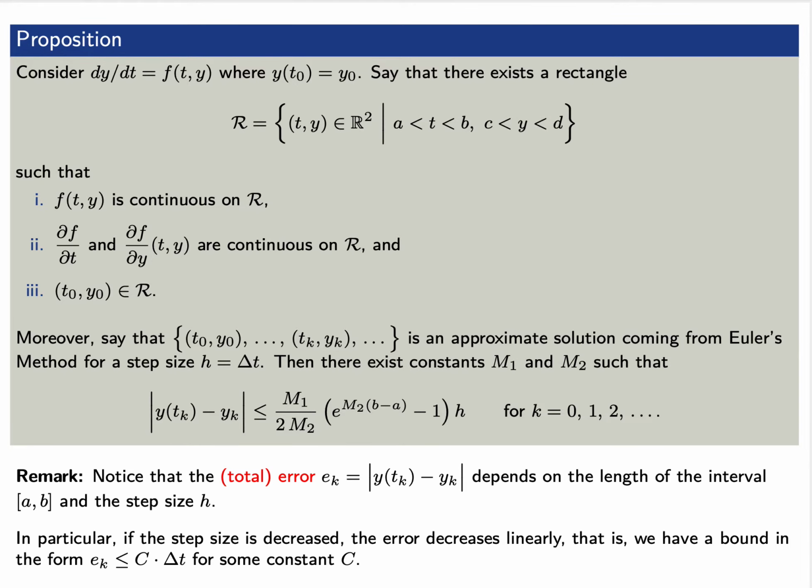In fact, the total error really only depends upon the length of the interval from a to b. Remember that this is the region for the time, and the step size h. We actually see from this formula that if the step size h is decreased, then the error decreases linearly. That is, we have a bound of the form, the error e sub k is less than or equal to c times the step size delta t for some constant c.